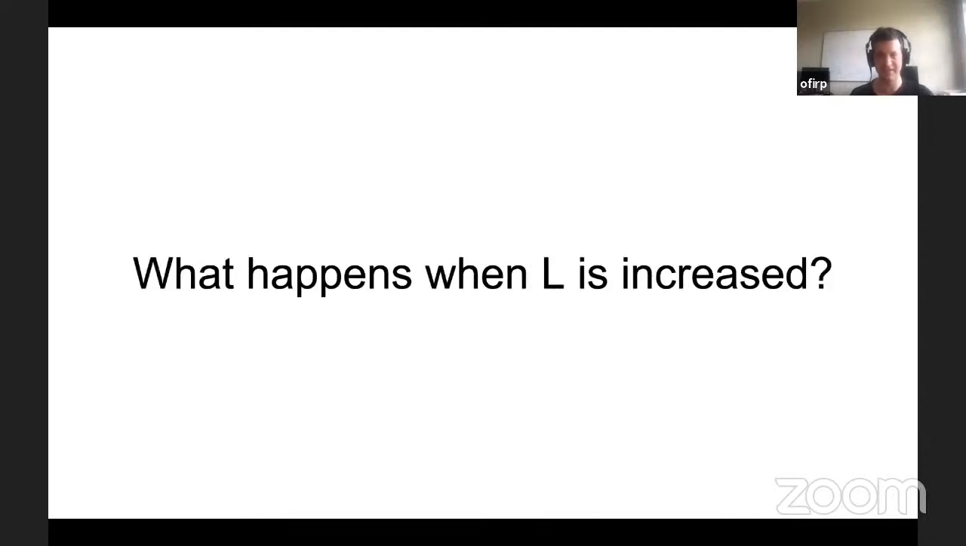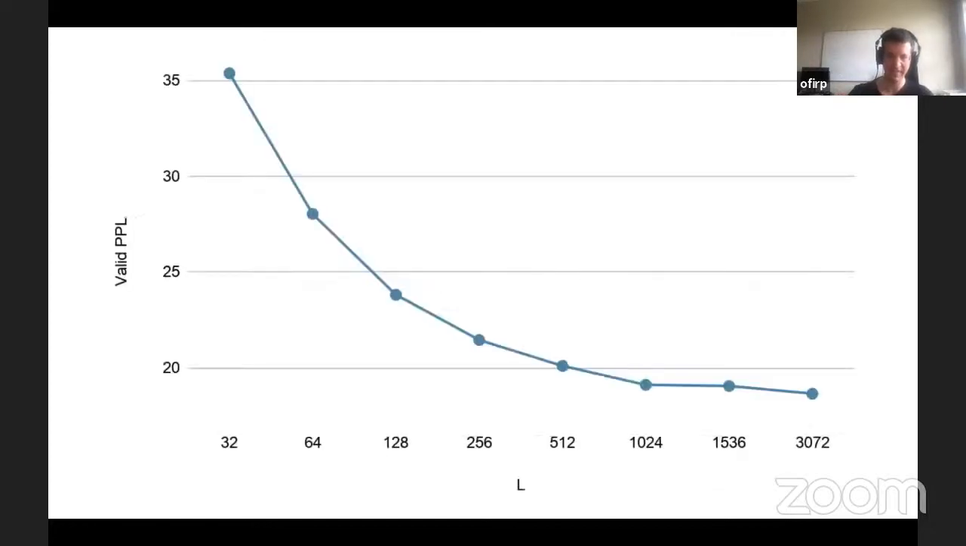So the first question that you might have is, what happens when L is increased? This is a question that everybody in the community has been thinking about and trying to explore. I think the general consensus is that when we increase L, the performance of the language model increases. As we look at more words, performance improves. And at first, this seems to be correct.